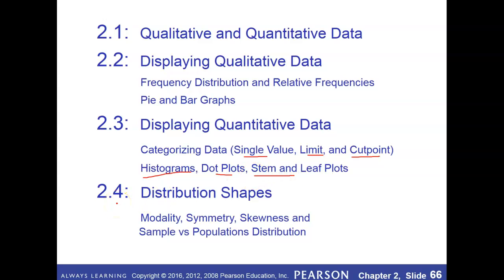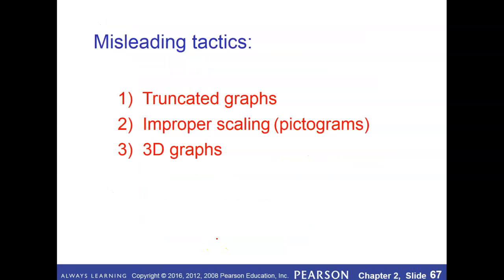And then finally in assignment 2.4 we talked about distribution shapes based on modality, symmetry, and skewness, and how there's a correlation between samples versus population distributions, and how the bigger the sample, the more closely it looks like the population distribution. So now we're going to go on to what's in assignment number 5, which is on misleading tactics.